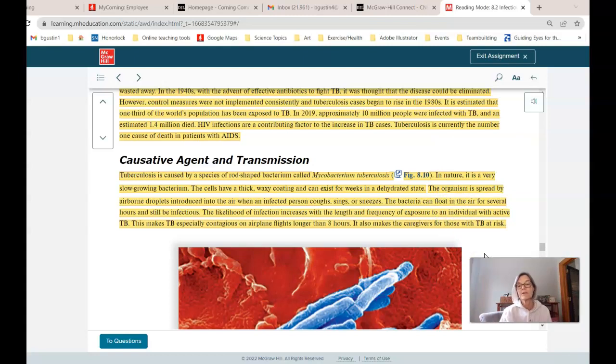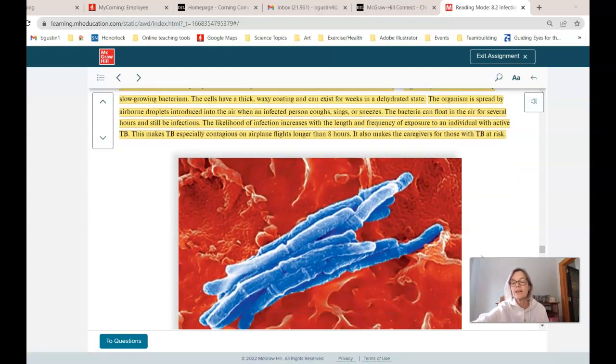And you might be somewhat familiar with tuberculosis because a lot of people going into nursing have to be tested for tuberculosis. One of the reasons is this bacterium is pretty tough. Somebody who gets tuberculosis is going to cough a lot when they have active tuberculosis.